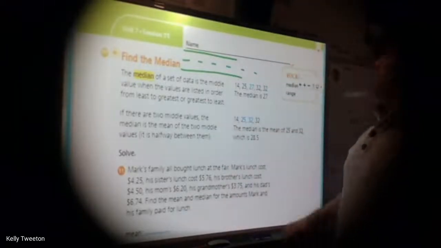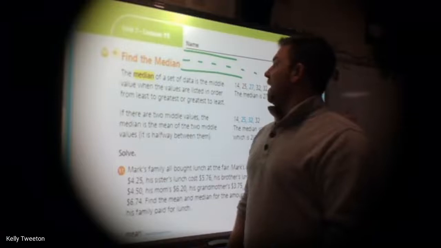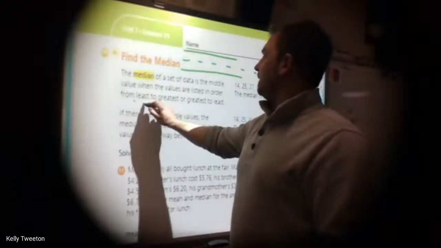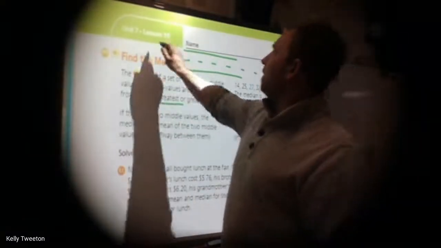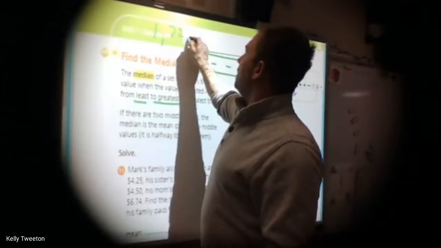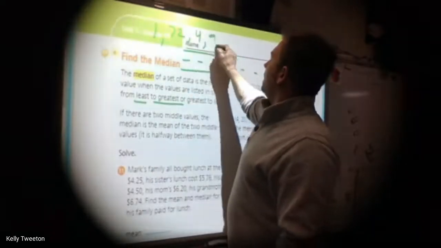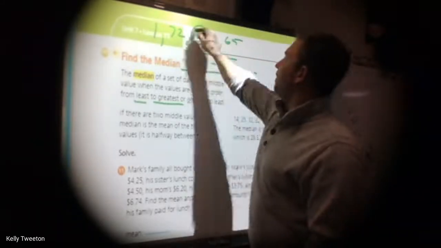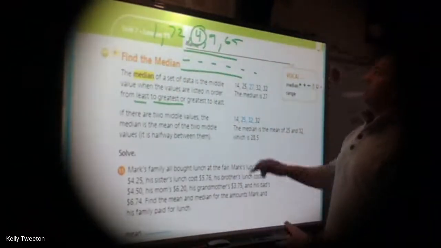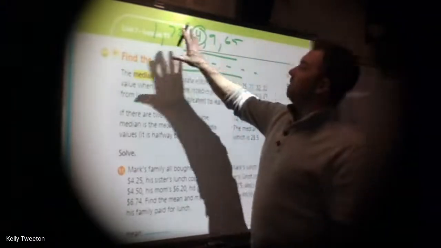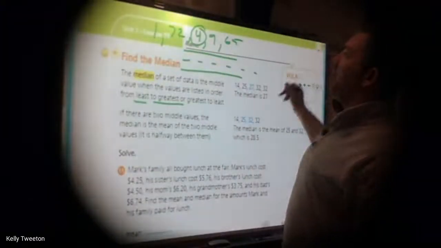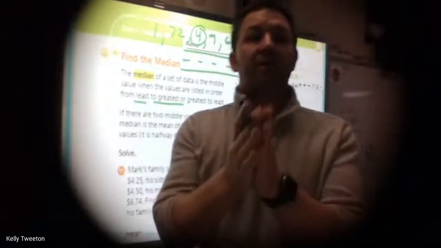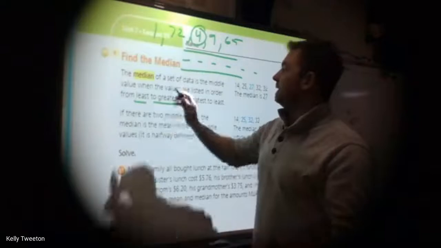That's the same for our numbers. Now, what we have to do is put your numbers from least to greatest. I can't just put 1, 72, 4, 9, 65. The middle would be 4, but that's not true in this case. Maybe it is, but you have to put them from least to greatest to have it make sense, because you're trying to find the middle value, not just the number that happens to be sitting in the middle. So list them from least to greatest.